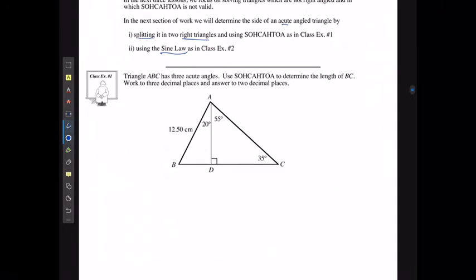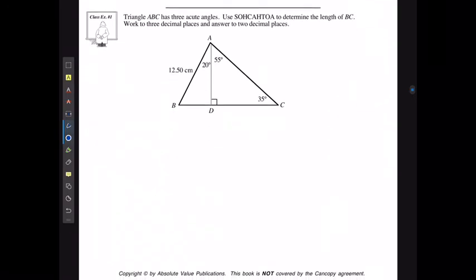So, triangle ABC has three acute angles. Using SOHCAHTOA to determine the length of BC, work to 3 decimal places and answer to 2 decimal places. So, the first thing that we're going to do is they've already split up the triangle using this new point of D to turn it into 2 right angle triangles.